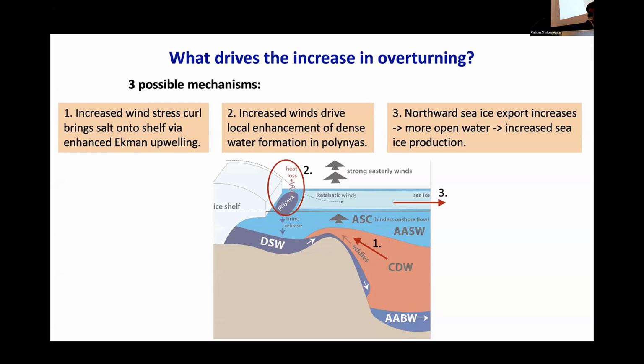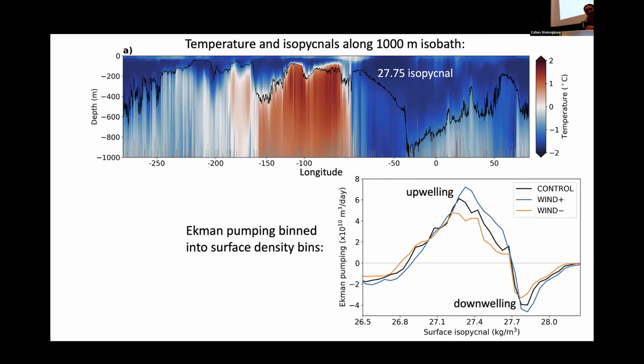And the third hypothesis that we considered is that as we change the winds, we're changing our export of sea ice off the continental shelf. So as you increase that meridional component of the winds, you're blowing sea ice away from the continent on a larger scale. And this leads to more open water, so less sea ice over the shelf, and therefore increased sea ice production and a feedback increase in the overturning. And so we can go through each of these mechanisms and see what's going on.